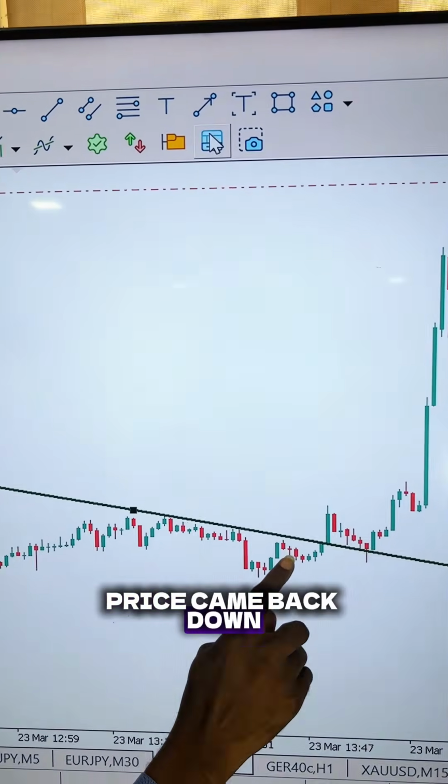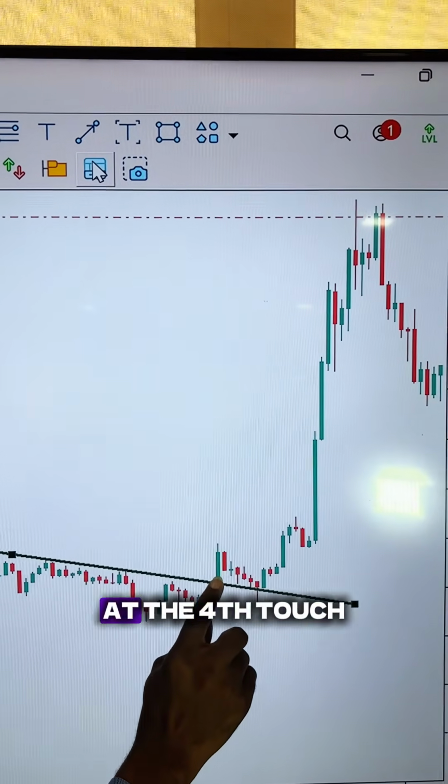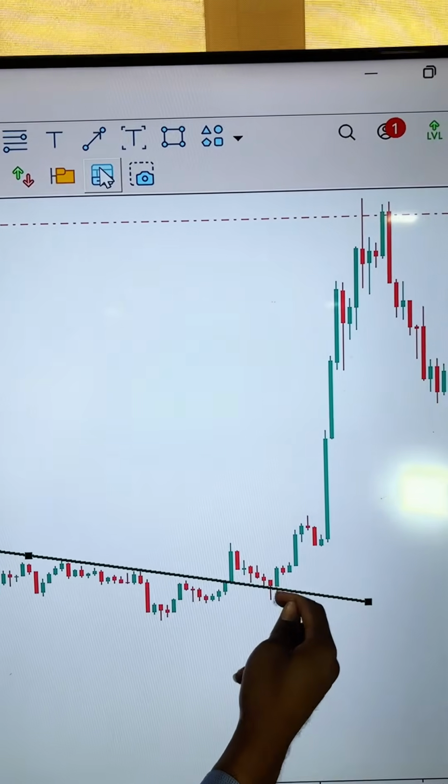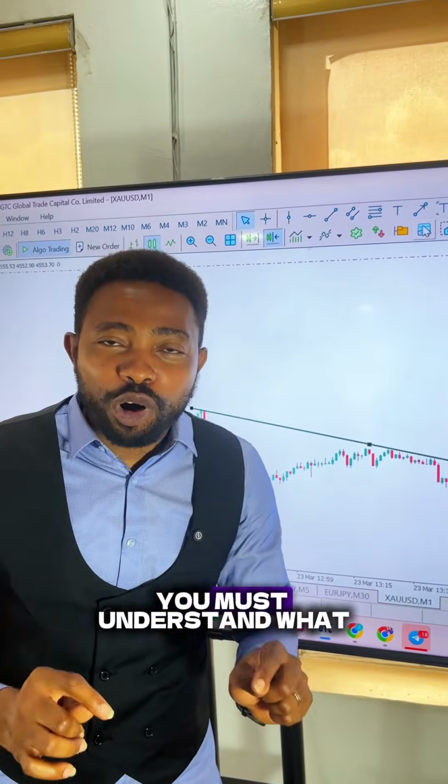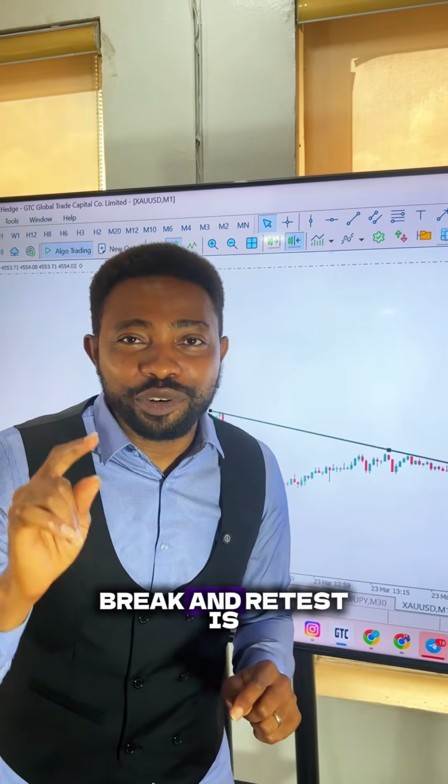Price came back down and broke it at the fourth touch, went up and came back to do a retest. Now, when you start trading with trend lines, you must understand what break and retest is.